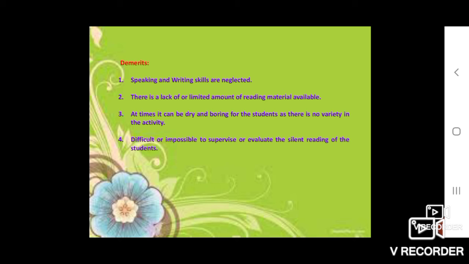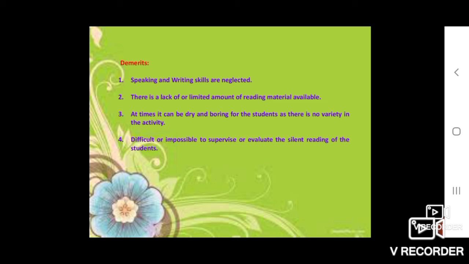Then these are some demerits of this reading method. The speaking and writing skills are neglected. These fundamental skills are neglected. No scope is given for speaking, nothing is asked for writing, so students are not habitual of having these two skills, or they can deliberately neglect these skills.